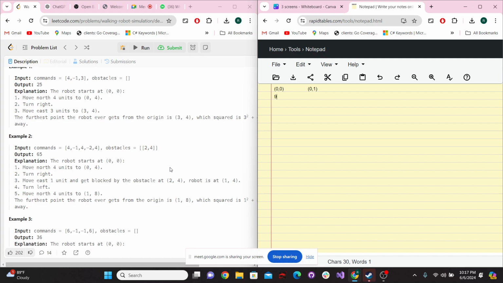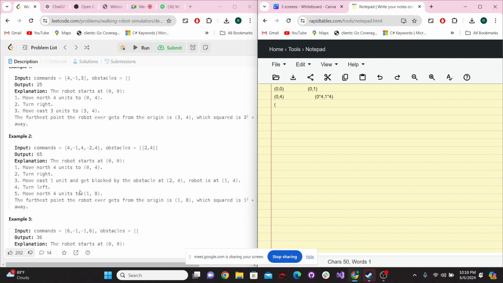I'm first encountering 4. So it's going to be 0 times 4, comma, 1 times 4, just multiplying them, and we add it to the current coordinate. So it becomes 0 and 4. Basically you need to do these things in your head. That's the main thing. When you practice more and more, you'll be able to figure out these patterns.